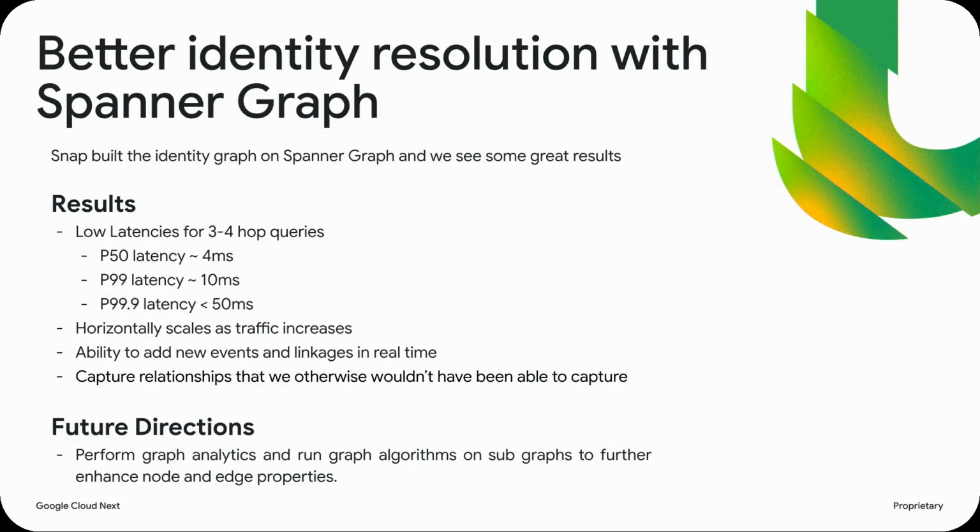So we built the identity graph on Spanner, and we see some really great results. With really low latencies, for 3 to 4 hop queries, P99 is around 50 milliseconds. It can horizontally scale with traffic increases. We're able to add new events and linkages in real time. We're also able to capture relationships that we couldn't before because they needed so much more offline processing.